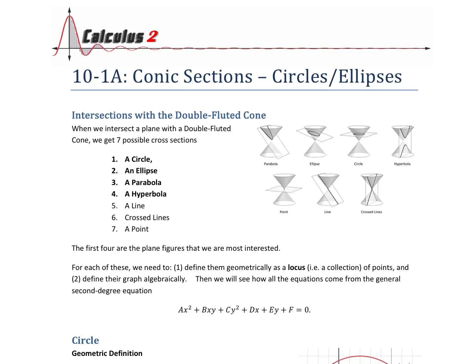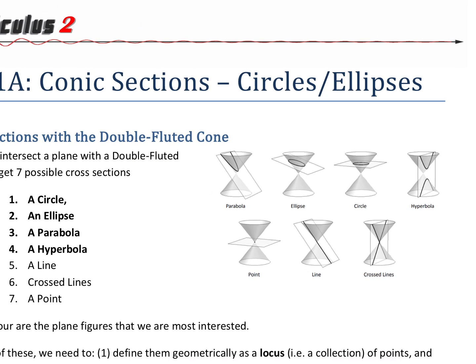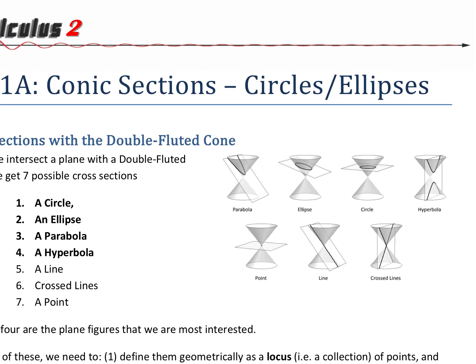Conic sections are made by taking a plane and intersecting it with what we call a double fluted cone. When we do this, we get 7 possible situations. We can get what we call degenerate situations, where we get a point if we just cross through the middle of this. We get a line if we travel right down the edge of this cone. And if we go straight up and down, we just get 2 crossed lines.